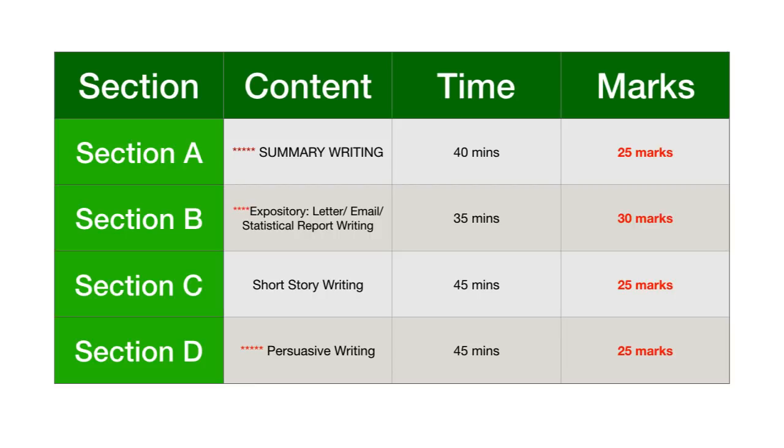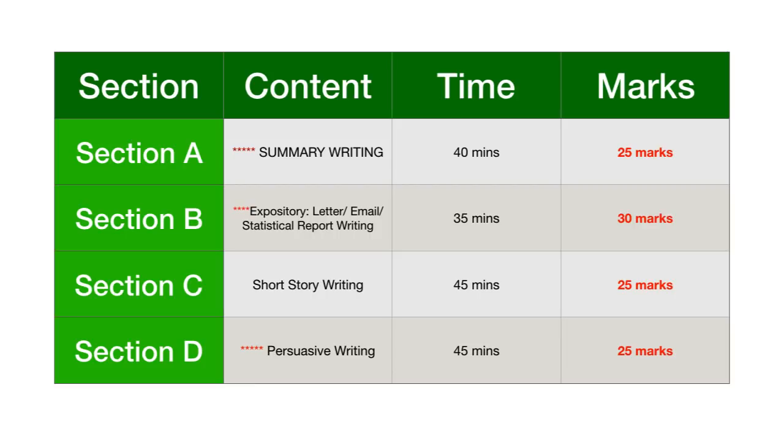Additionally, persuasive writing, again, 45 minutes, but it's just 25 marks. All of these questions here that have asterisks are going to be 1 question in the section. So summary will only have 1 question, the expository piece will only have 1 question, the persuasive writing will only have 1 question. So there's nothing to choose from. You just have to do that question.